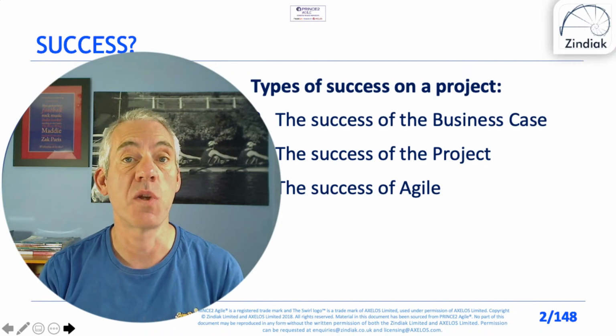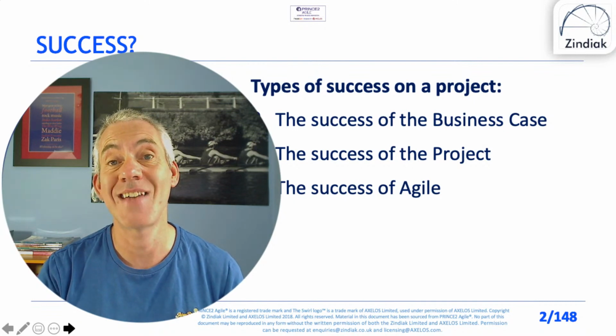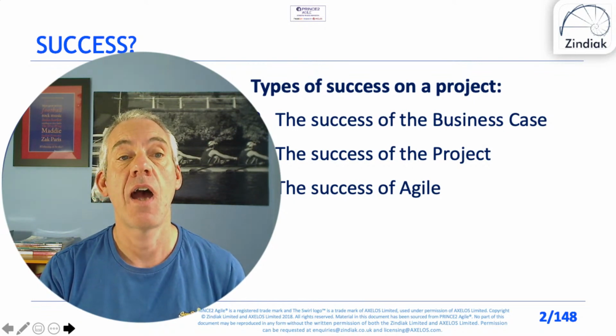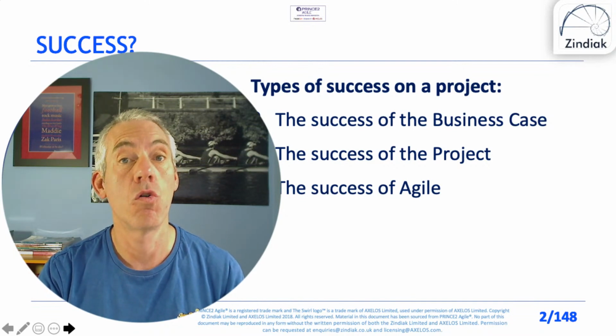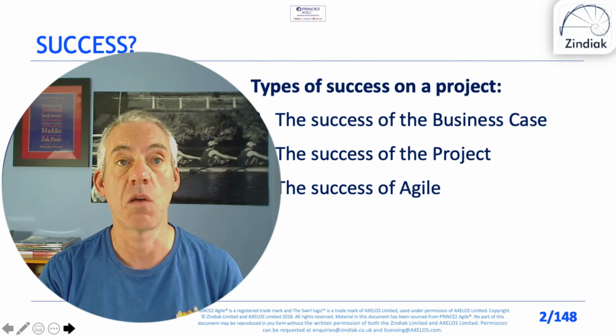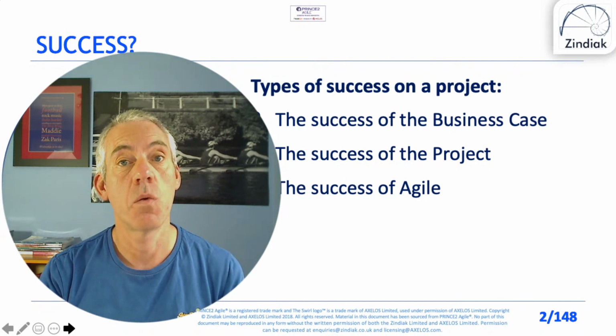And because it's PRINCE2 Agile, not just PRINCE2, we have decided to adopt an Agile approach. That's part of our tailoring of the project approach. And has that been successful? So what is the success or otherwise of Agile on the project? So we want success, and they're the three types of success we're going to measure the project against.